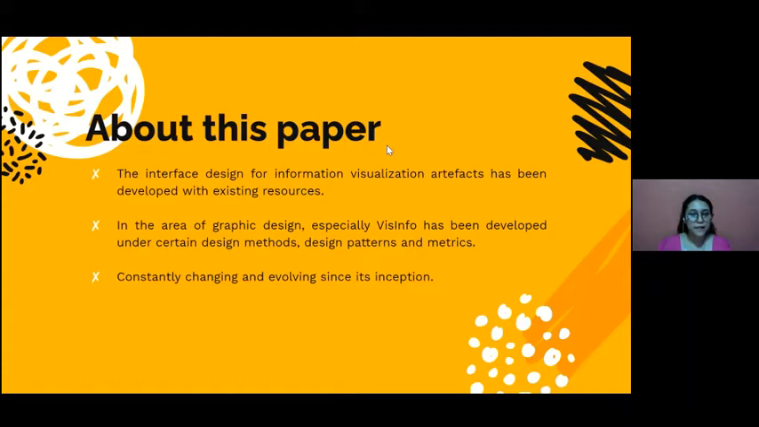The interface design for information visualization artifacts has been developed with existing resources from various areas that constitute it. In the area of graphic design, specifically in visual information, it has been developed under certain design methods, design patterns, and metrics that have been adapted to existing circumstances, projects, and approaches, constantly changing and evolving since its inception.